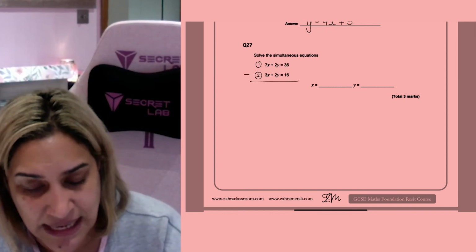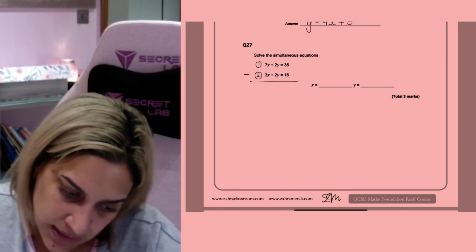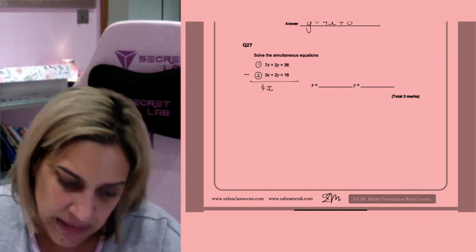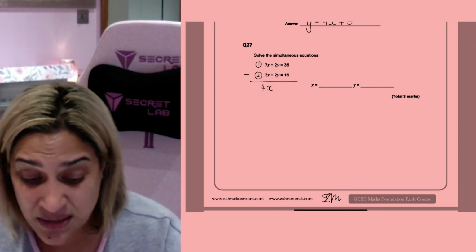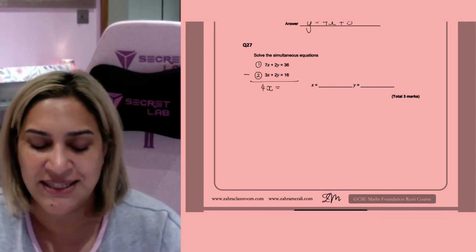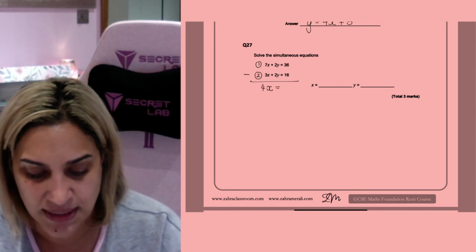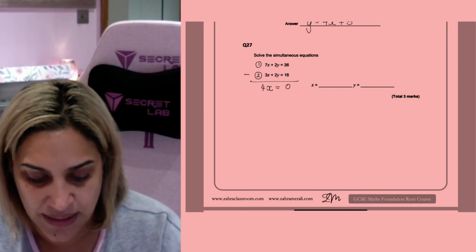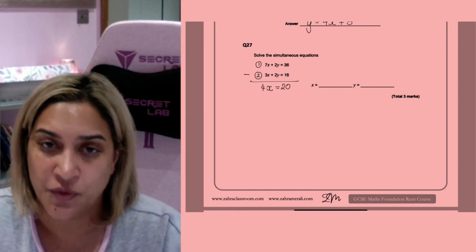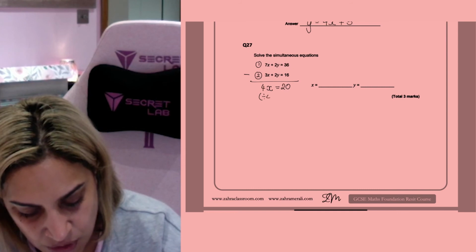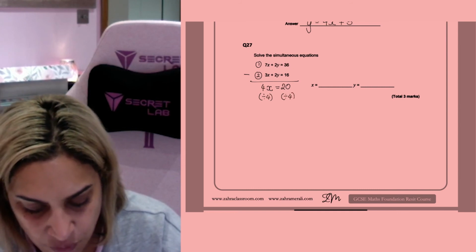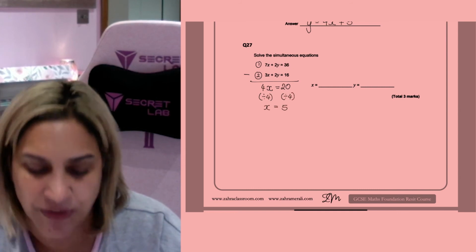7 take away 3 gives you 4x. 2 take away 2 disappears because it's 0. 36 minus 16, well 6 take away 6 is 0, 3 take away 1 is 2. So 4x is 20. We're going to divide both sides by 4 and we get x equals 5.